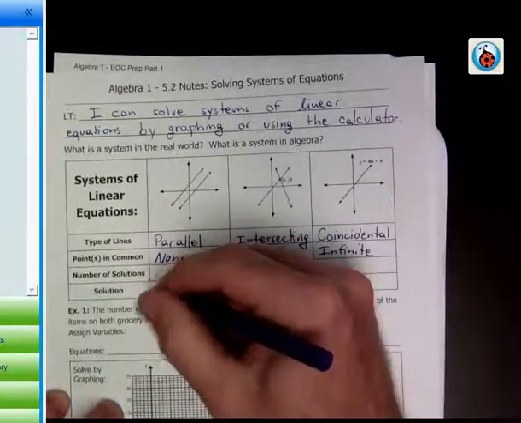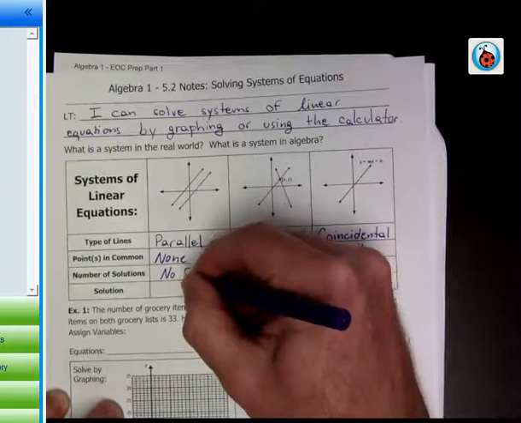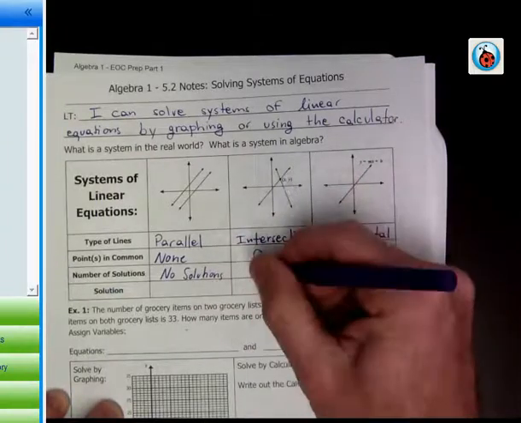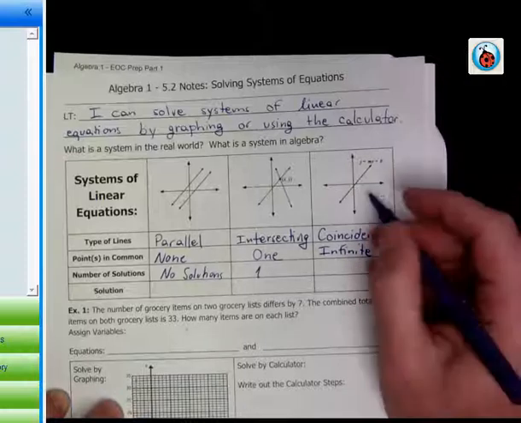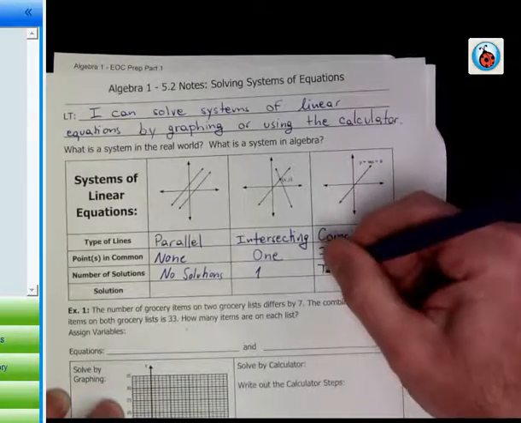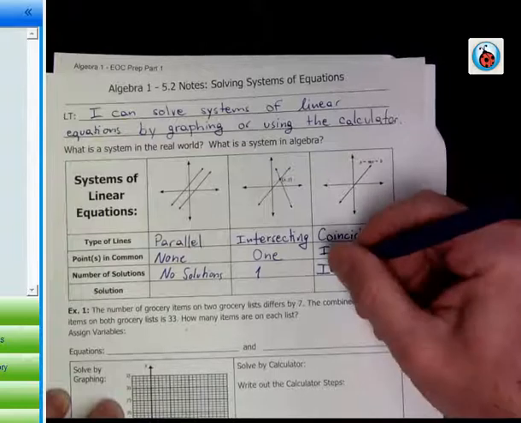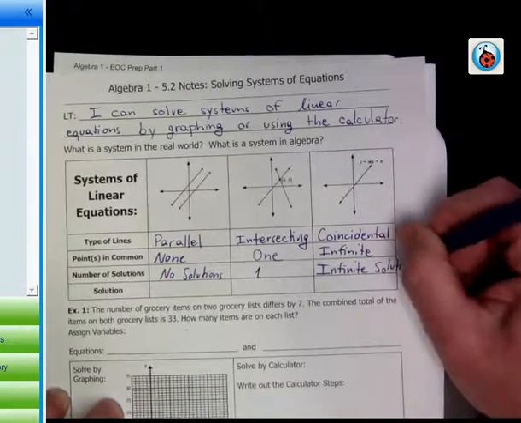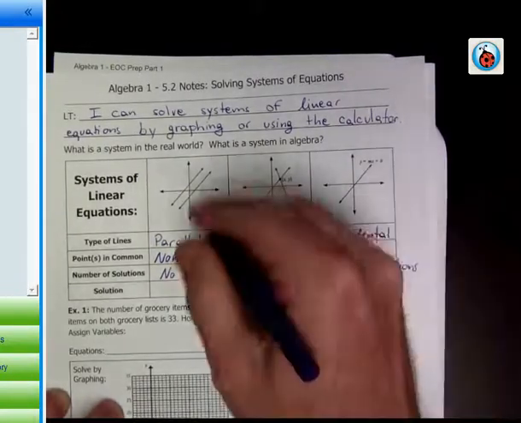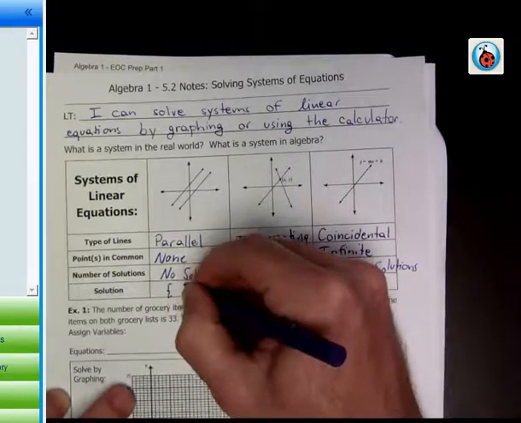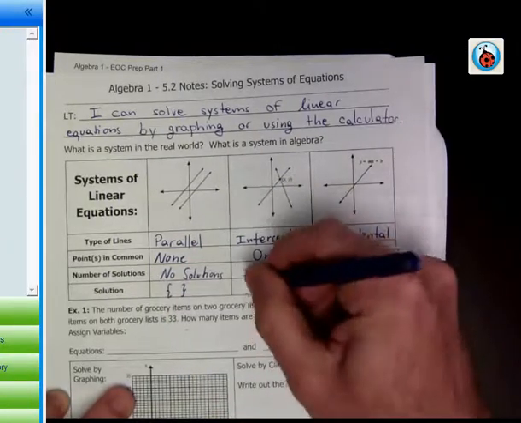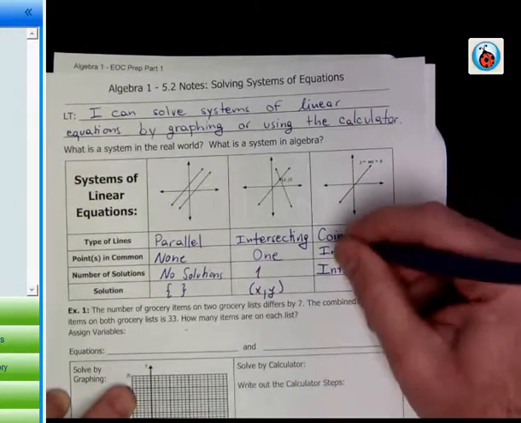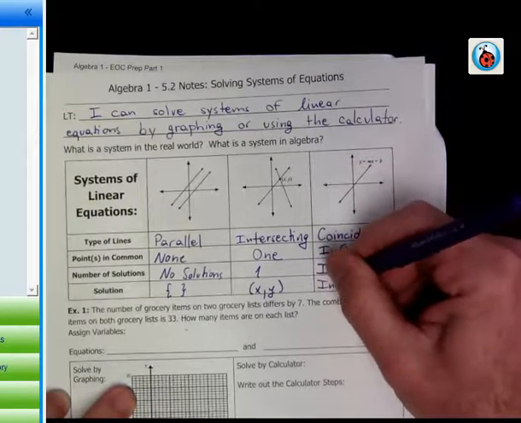So when we're dealing with parallel lines, there are no solutions. When we're dealing with intersecting lines, there's one solution, and coincidental lines, since they touch everywhere, have infinite solutions. The solution here doesn't exist. I'm going to put an empty set of brackets. The solution here is x comma y, that point. And again here, the solution would be infinite.